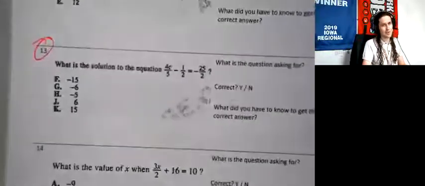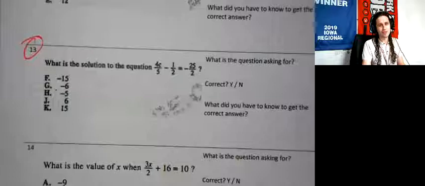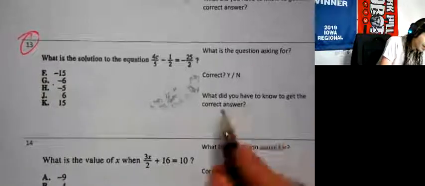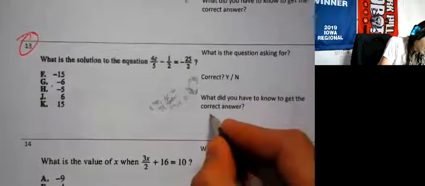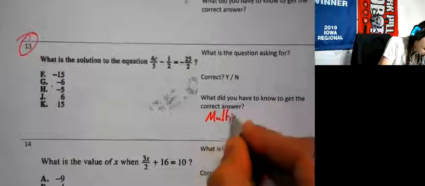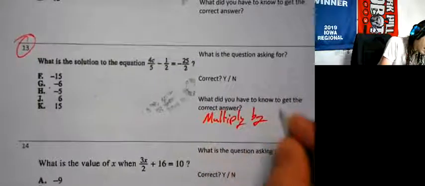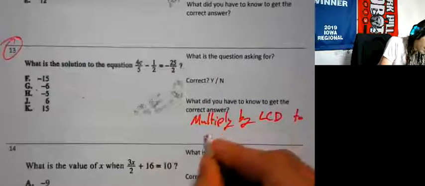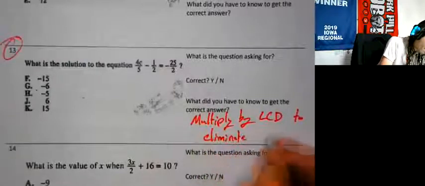Take a look at 13. Why did I put 13 on here? Because you hate fractions. You hate fractions so much. God, you hate fractions. They are the bane of your existence. They're not that bad, though. What do you have to know to get the correct answer? You're going to multiply by the least common denominator to eliminate fractions.